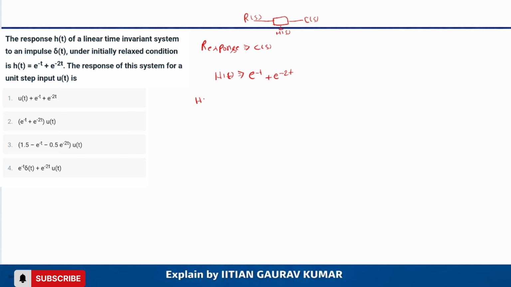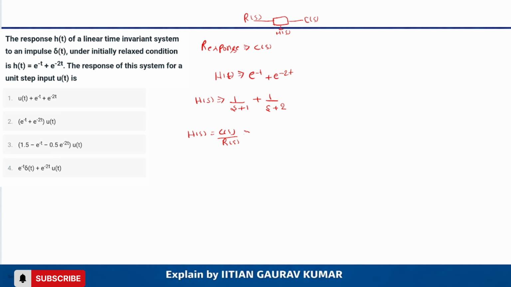So what is the value of the Laplace transform of this? e to the power minus t is 1 by s plus 1, and e to the power minus 2t has value 1 by s plus 2. Okay, and H of s value is what? C of s divided by R of s.